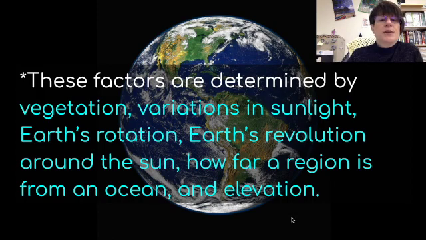Now, these factors are determined by the amount of vegetation. The more vegetation, the more it will even out the temperature. Variations in sunlight, so different areas get different amounts of sunlight, will affect the temperature and will also affect the amount of precipitation. Earth's rotation. Earth's revolution around the sun, which determines seasons in some areas. And how far a region is from an ocean. That will determine how much moisture it gets, the wind, and elevation also affects that due to temperature variations due to elevation.